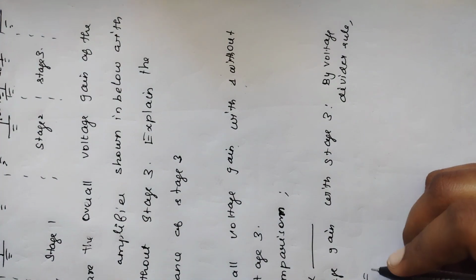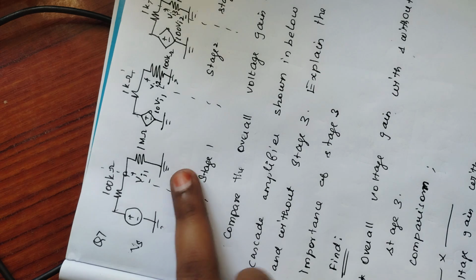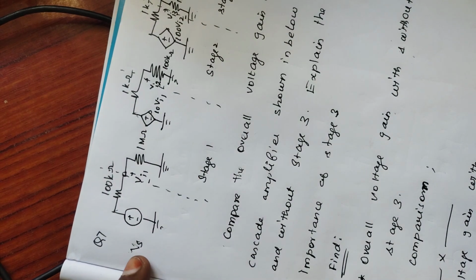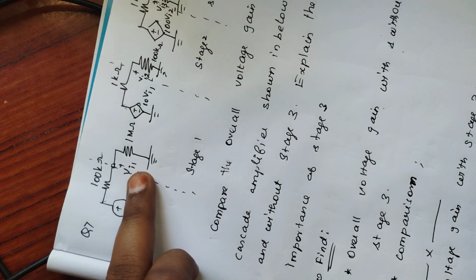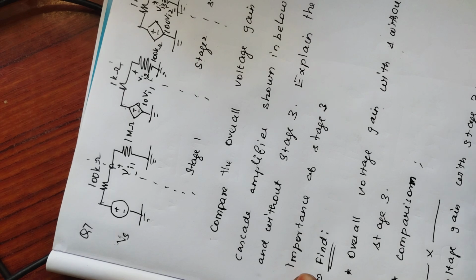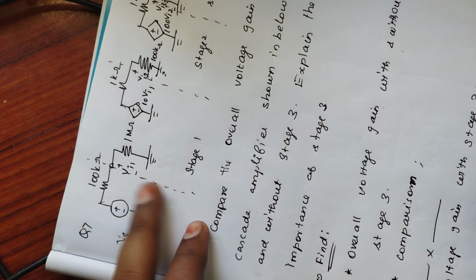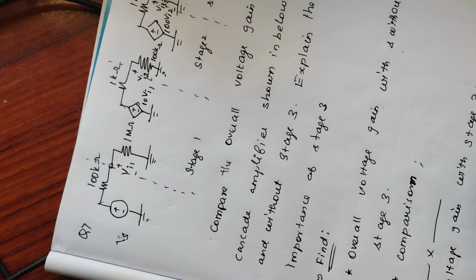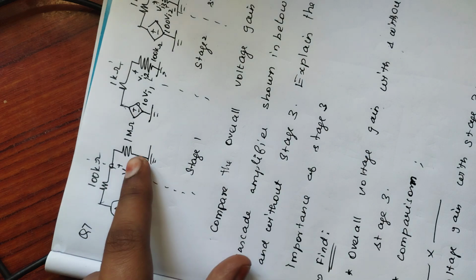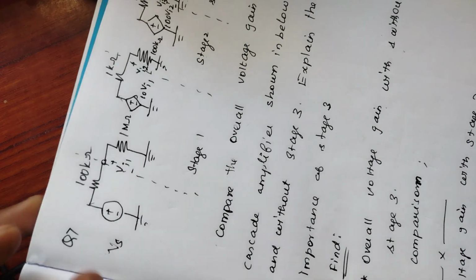So Vi1 can be found by applying the voltage divider rule from the supply voltage. The value of Vi1 will be Vs times 1 mega ohm divided by 100k plus 1 mega ohm. That is the voltage Vi1, which is nothing but the voltage across this 1 mega ohm resistor. So 1 mega ohm we put in the numerator, and in the denominator we put the total resistance. As these two resistors are in series, they can be added to find the equivalent total resistance.